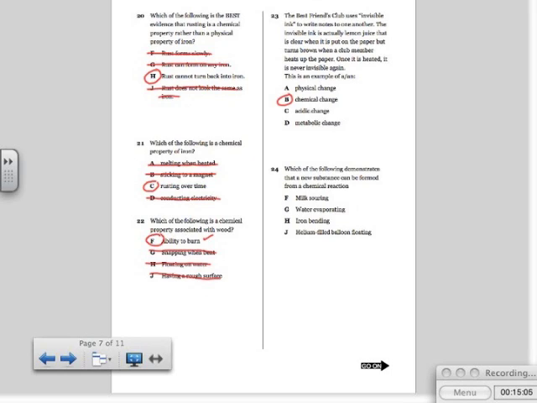And so that is definitely a chemical reaction. But let's look at the other. Water evaporating, physical change is just simply a change from one state to another. Iron bending, that's just a physical change. Helium-filled balloon floating, that is also just a property of gas. So F is our answer.